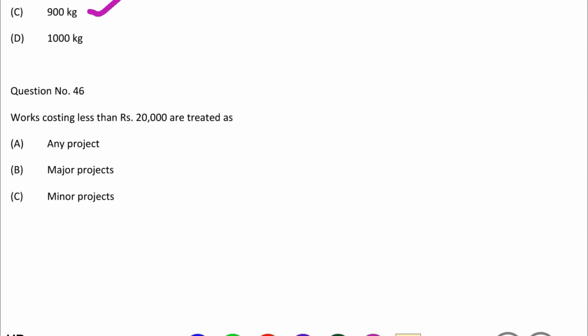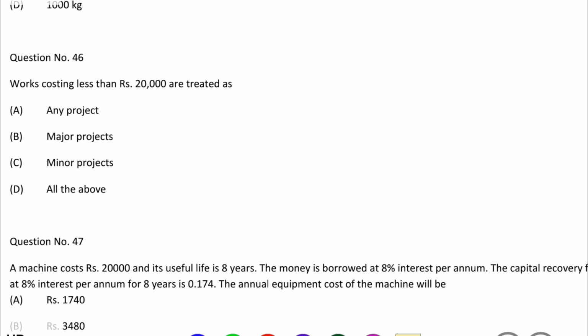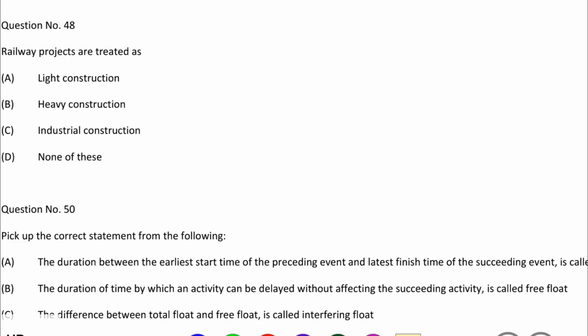So next question, work costing less than 20,000 is treated as option A, any project, option B, major project, option C, minor project, option D, all the above. So the correct answer is option C, minor project. So next question, railway projects are treated as option A, light construction, option B, heavy construction, option C, industrial construction, option D, none of the above. So the correct answer is option B, heavy construction.